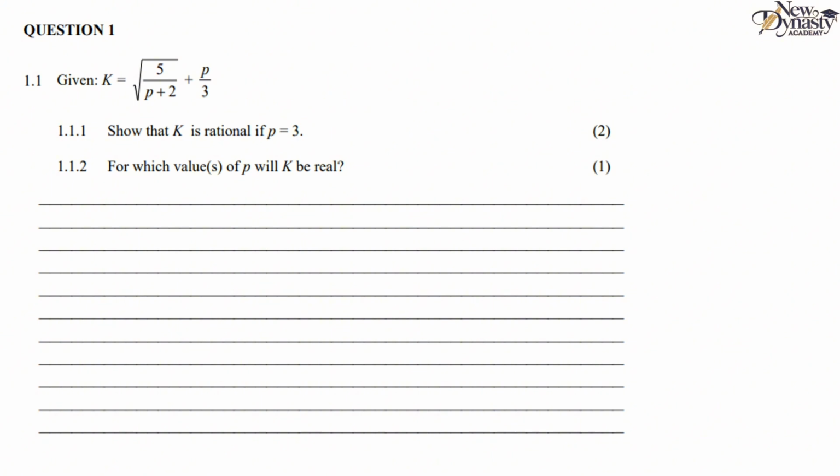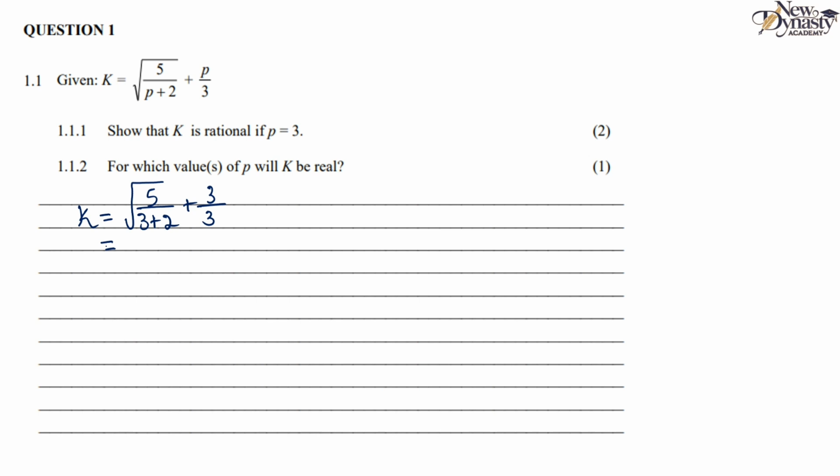Now in this case, because we are told that p equals 3, what we need to do here is just go to our given equation, then substitute p for 3. So that is going to be k equals the root of 5 divided by our p, now 3, plus 2. So we substitute every p by 3 in this case. So you go on and simplify this.